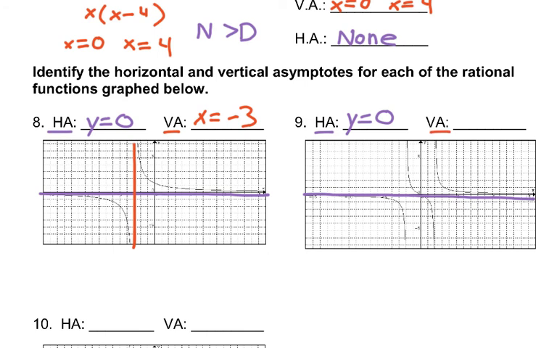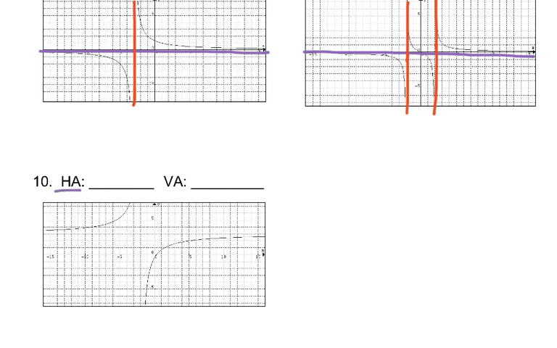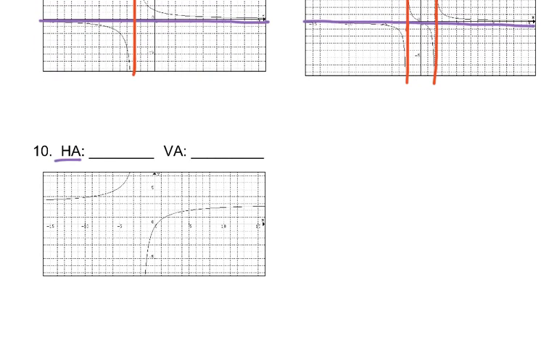Your vertical asymptote, here we have 2 vertical asymptotes. So we have one at -2 and +2. So x equals -2 and x equals +2. And then our last one, our horizontal asymptote. Again, it's easier to look towards the ends to help you figure out where it is. It would be at y equals +3.